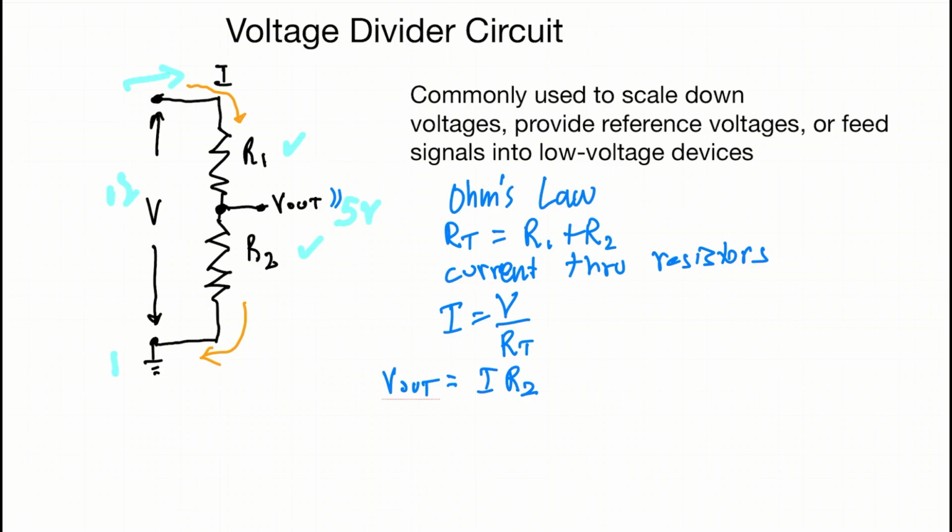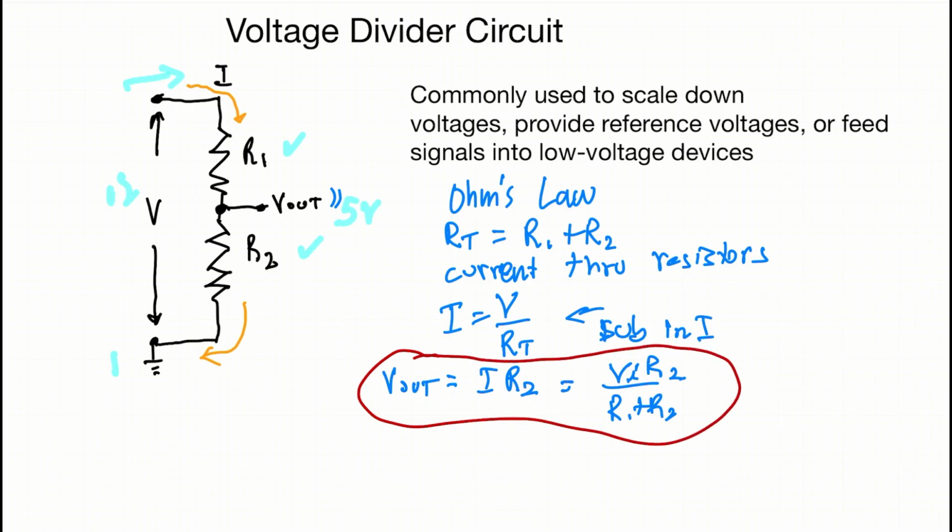the bottom resistor. So let's substitute in the value of I that we just figured. And so what we get is V over R total, which is R1 plus R2, times R2. And we'll call that the input voltage. So there is our equation that tells us the output voltage is just equal to the input voltage ratioed by R2 divided by R1 plus R2. So that's how we could calculate this voltage in a voltage divider circuit.